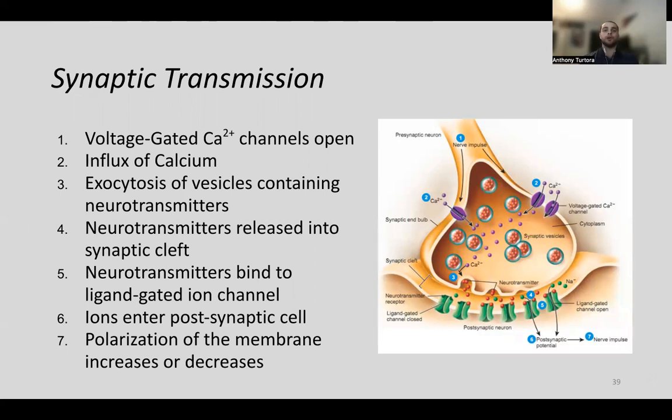All right, so we'll talk about now synaptic transmission. So once the electrical signal reaches the synaptic knob, this is what occurs, and now we go from an electrical signal to a chemical signal, to talk to either the organ system that it touches, or the other neuron.